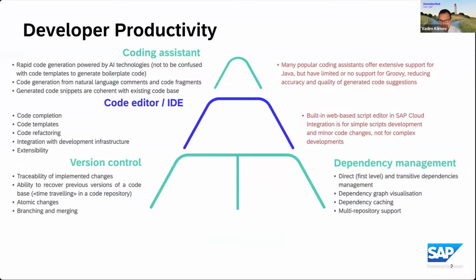The problem, or limitation, of coding assistants is that a lot of existing coding assistants work really well with Java and some other languages, but Groovy is a more niche language, and a lot of those popular assistants which are used for Java don't perform well with Groovy code, in the sense that they happen to produce more Java-like code which is not Groovy-nized code. So the accuracy and quality of generated code suggestions can be lower.